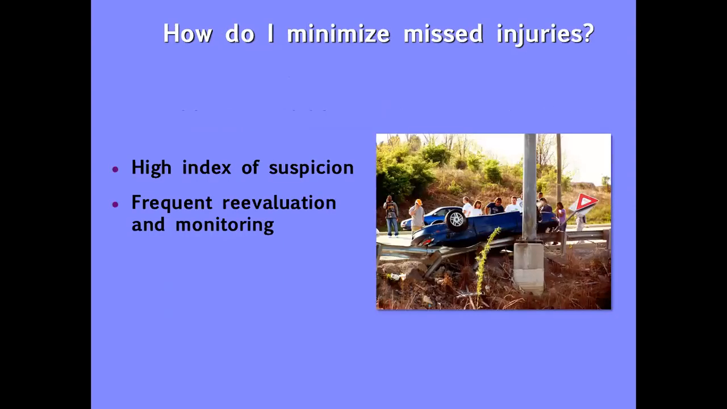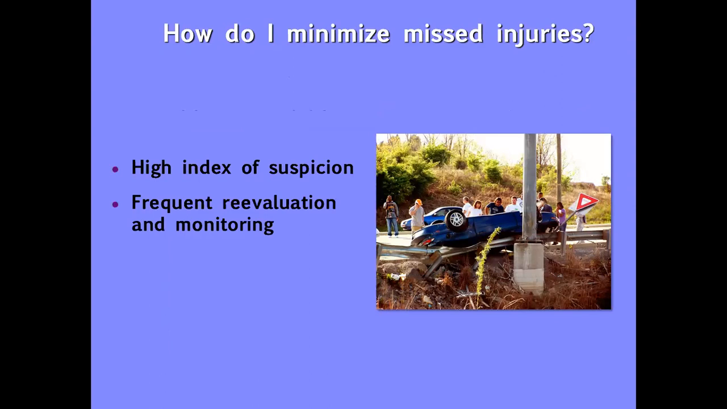Then there are the occurrences of missed injuries. Since we have too much focus on the management of fatal injuries in trauma patients, the chances of missed injuries are far, far commoner. This can be decreased by having a high index of suspicion according to the mechanism of injury.